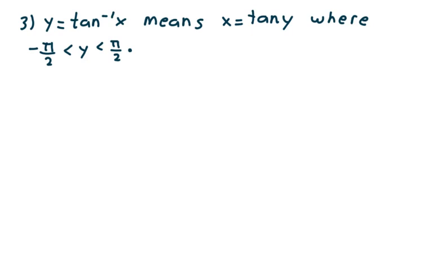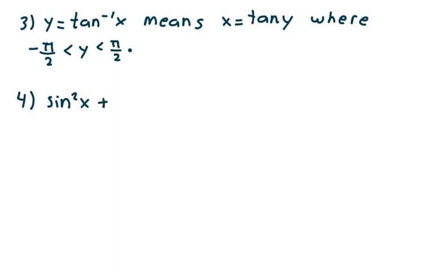Number three, y equals arc tangent of x means x equals tangent y, where y is strictly greater than negative pi over 2 and less than pi over 2. Okay, so that's the first piece. Now, in the second piece, we have the following.